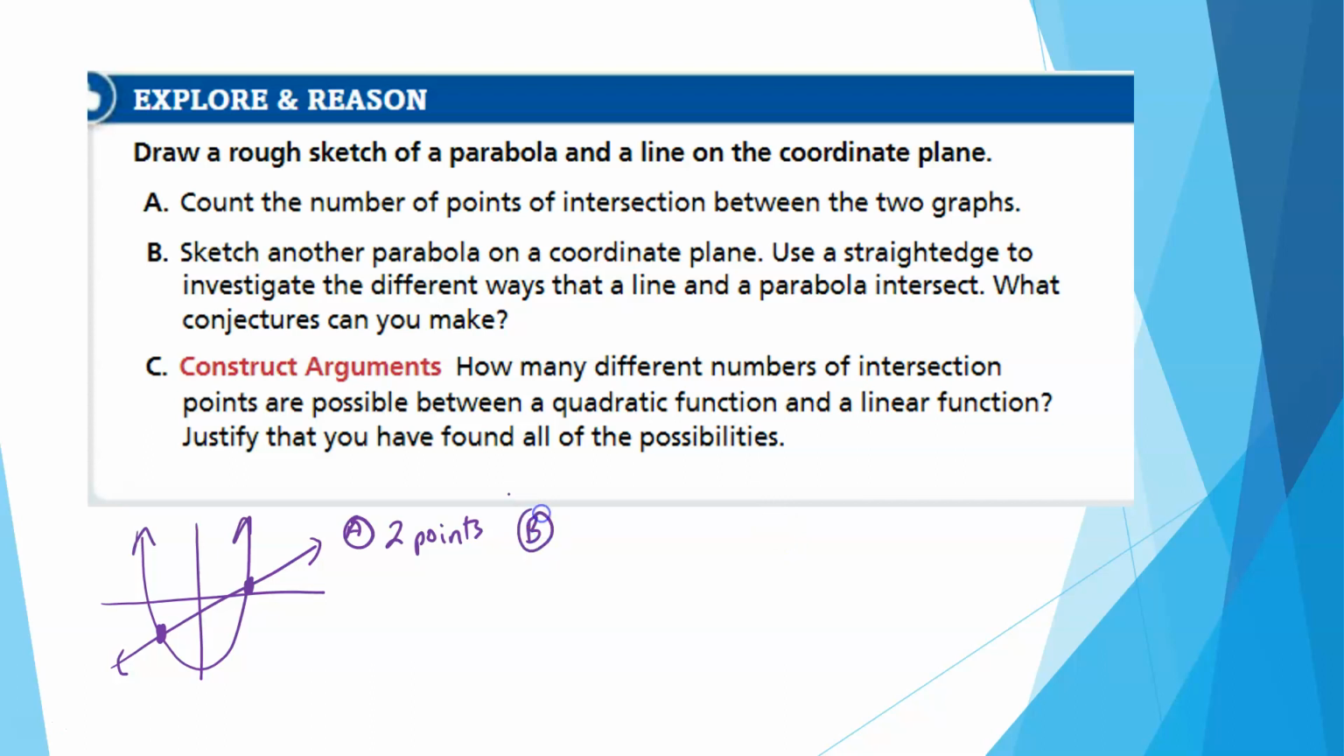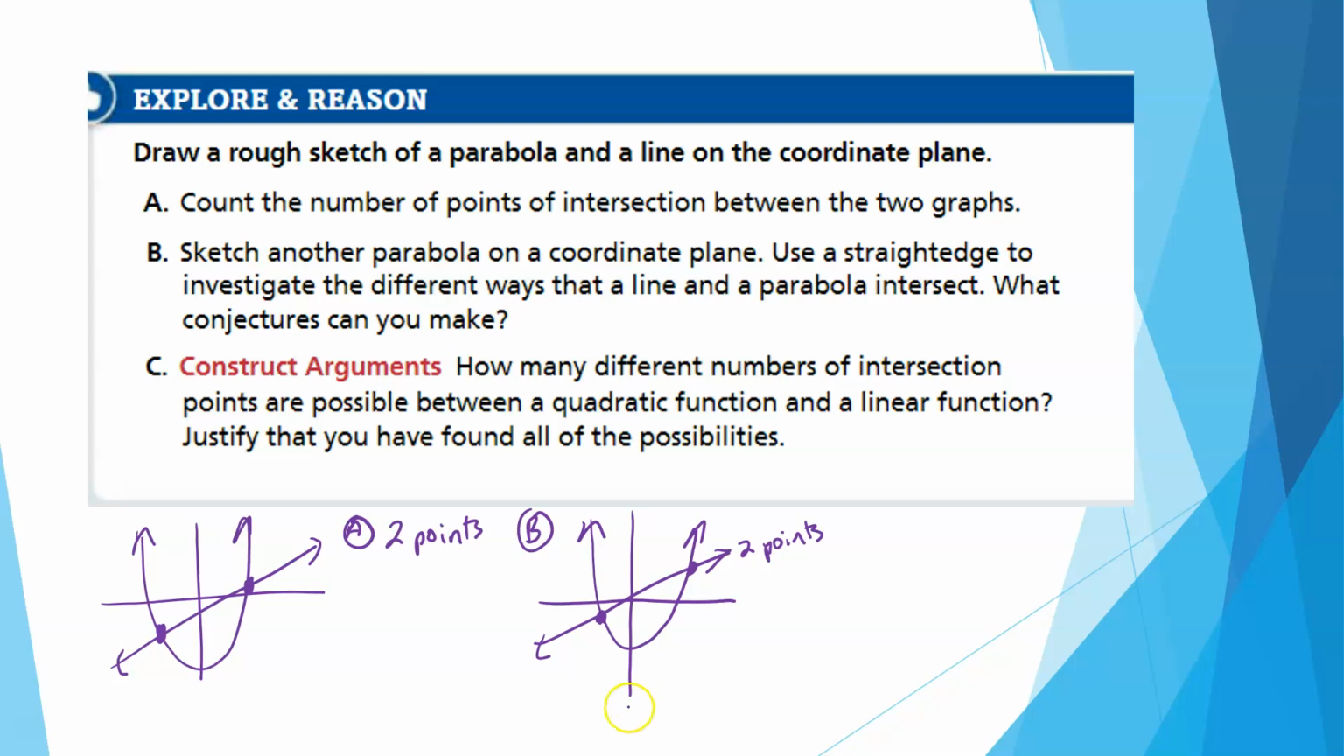Part B says, okay, now we're going to sketch another parabola in a coordinate plane. Okay, so I'm going to graph that. In this case, it wants me to explore different ways that they can intersect. Okay, so we just said, yep, we could draw it right here, and it goes through in 2 spots. But I want you to think about it and see if you could draw lines in other places and end up with different numbers of points of intersection.